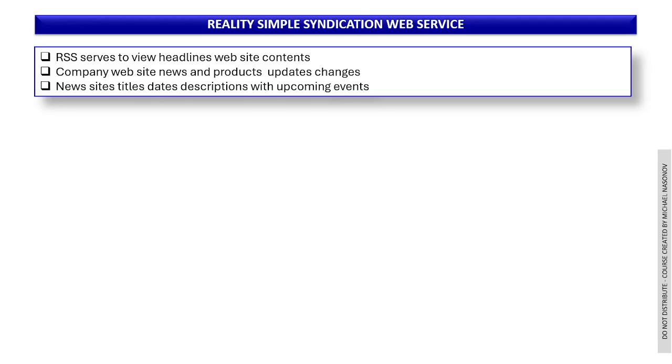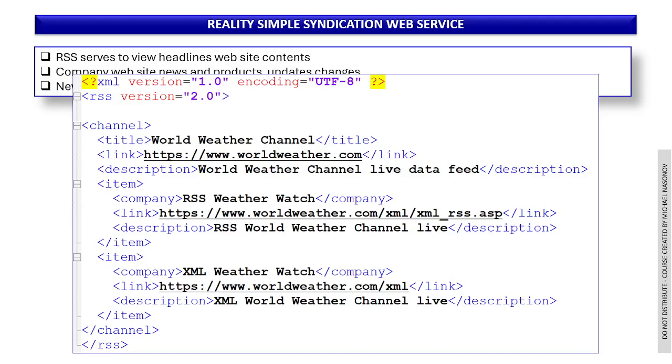RSS serves to view headlines, website contents, company website news, product updates, changes, news sites, titles, dates, descriptions with upcoming events. So mostly it's used for media purposes. Let's take a look at this. In this case, the first item ending is rss.asp, but the second item is in XML format.